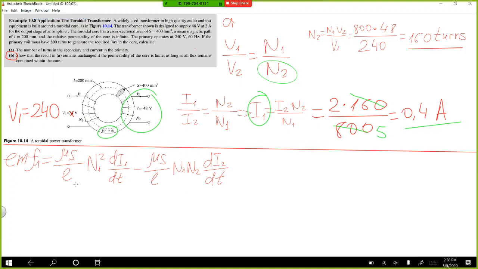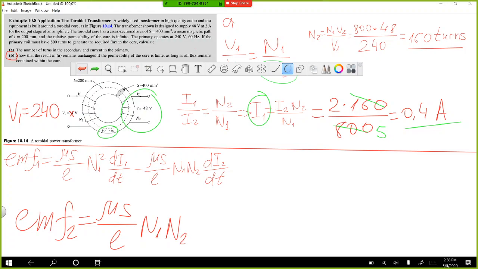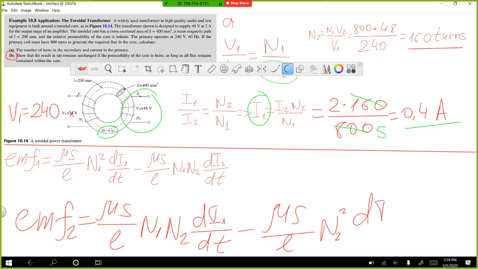And the electromotive force in the secondary circuit for the real transformer was equal to mu s over L, N1 N2, dI1 over dt, minus mu s over L, N2 squared, dI2 over dt.